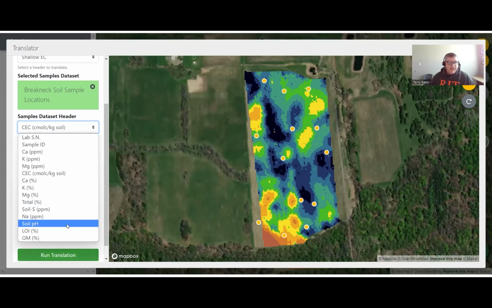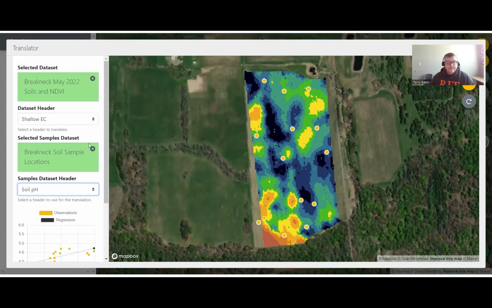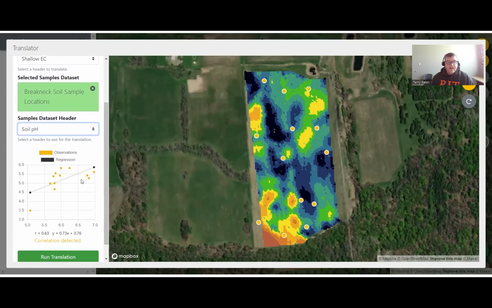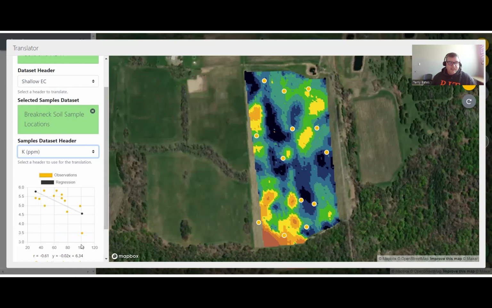But we could look at anything. We could look at soil pH. You can see the relationship there. We have one outlier, and that one might be this one where a soil sample was collected where we didn't scan at this time. Let's go with soil pH.